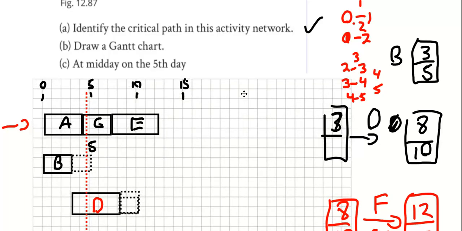Which activities may be happening? B could be delayed, so it could be B, C, and D. Oh, sorry, just B and D, because they may be happening, but C has to be happening. Does that make sense? Okay.